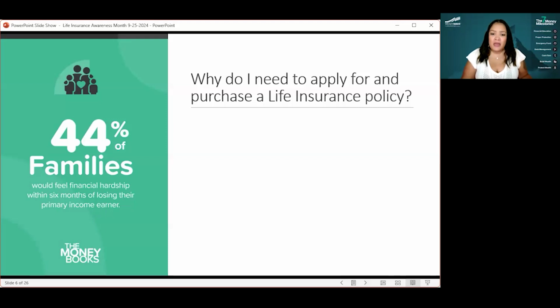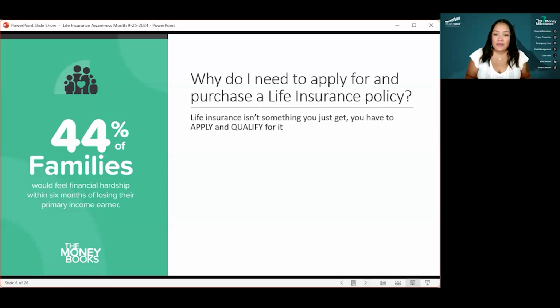So beyond that, why do we need to apply and qualify for life insurance? First of all, life insurance is not something that you just get. It's not like you can just go to a store and pull it off a shelf. For a good, sound policy, you actually have to apply. You have to submit an application and qualify for it. There are so many types of life insurance, which I'll go through tonight. Some folks, their biggest challenge is just qualifying for what they want.